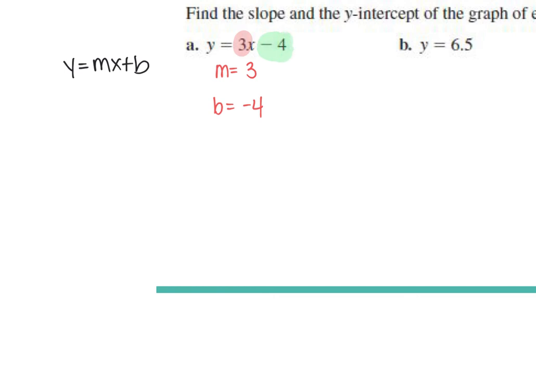Okay? Our y-intercept is -4. Our slope is 3. Write a little note to yourself that m is your slope. That's the number next to x. And your b is your y-intercept.